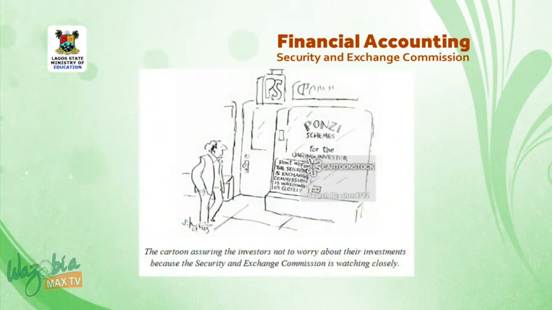My last displayed cartoon picture here has an inscription that the Security and Exchange Commission is watching us closely. What does it mean? The cartoon is assuring the investors not to worry about their investments because the Security and Exchange Commission is watching closely. That is the regulatory agency of the capital market in Nigeria.